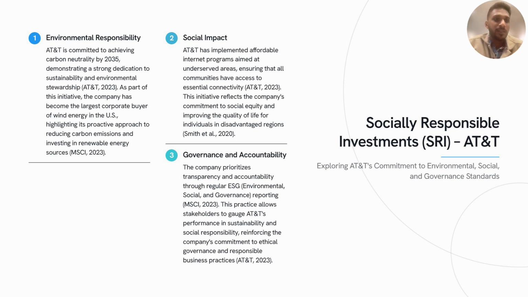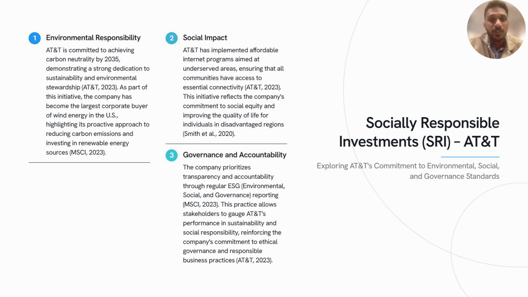Next, we will talk about SRIs, or socially responsible investments, for AT&T. Environmental responsibility: AT&T is committed to achieving carbon neutrality by 2035, demonstrating a strong dedication to sustainability and environmental stewardship. As part of this initiative, the company has become the largest corporate buyer of wind energy in the US. And secondly, social impact: AT&T has implemented affordable internet programs aimed at underserved areas, ensuring that all communities have access to essential connectivity. This initiative reflects the company's commitment to social equity and improving the quality of life for individuals in disadvantaged regions.